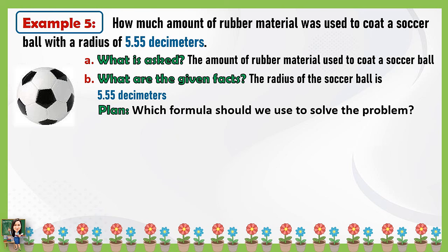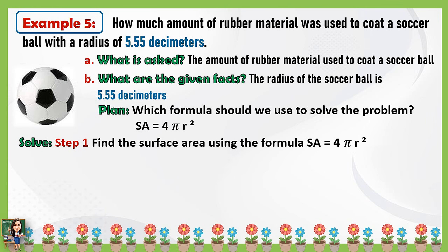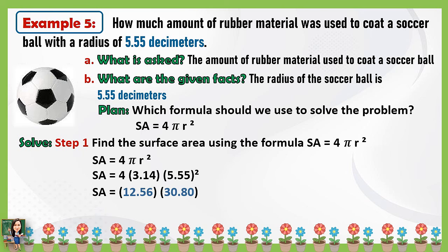The plan is, which formula should we use to solve the problem? The formula is surface area equals 4 times pi times radius squared. Then solve. Step 1. Find the surface area using the formula surface area equals 4 times pi times radius squared. So pi is 3.14, multiply to 5.55 times 5.55 equals 30.80. Then 4 times 3.14 equals 12.56. Then multiply them. The answer is 43.36 square decimeters.